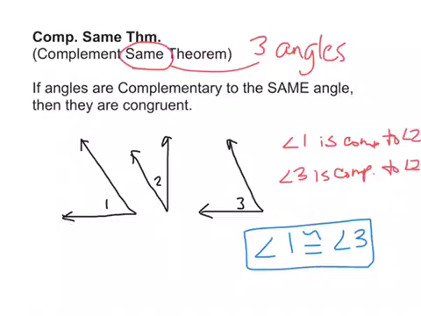When you see a visual picture, you can kind of see that these look like they're going to be the same angle. Nothing we can assume, but because we're told this information about them being complementary to angle 2, we can deduce that angle 1 is congruent to angle 3.